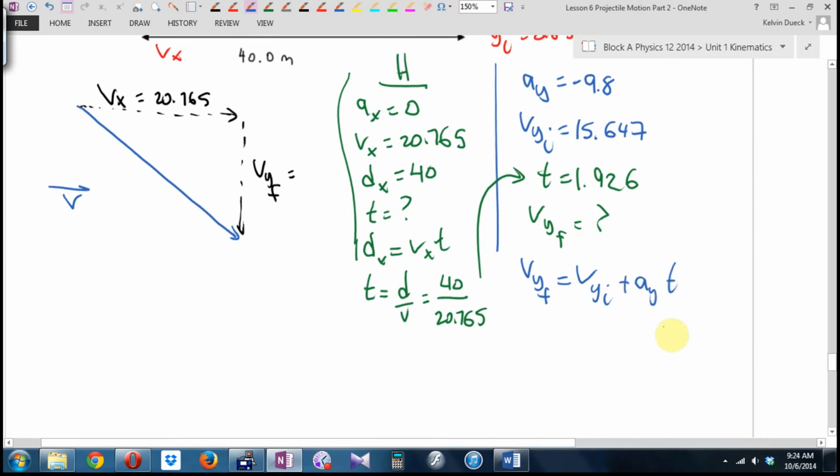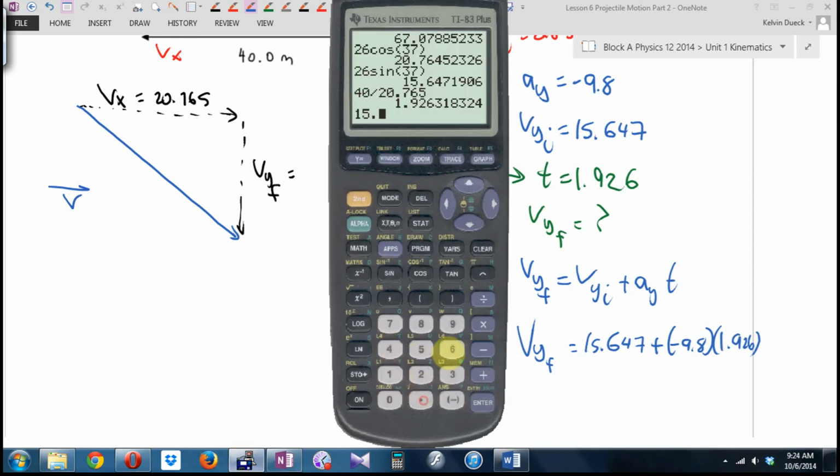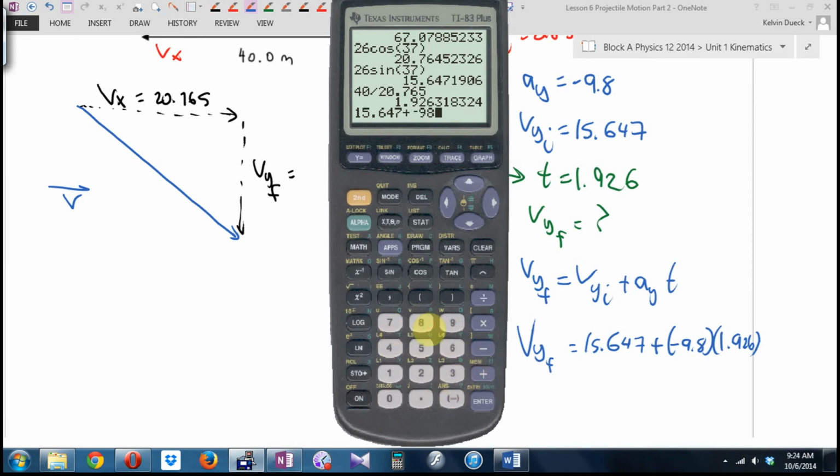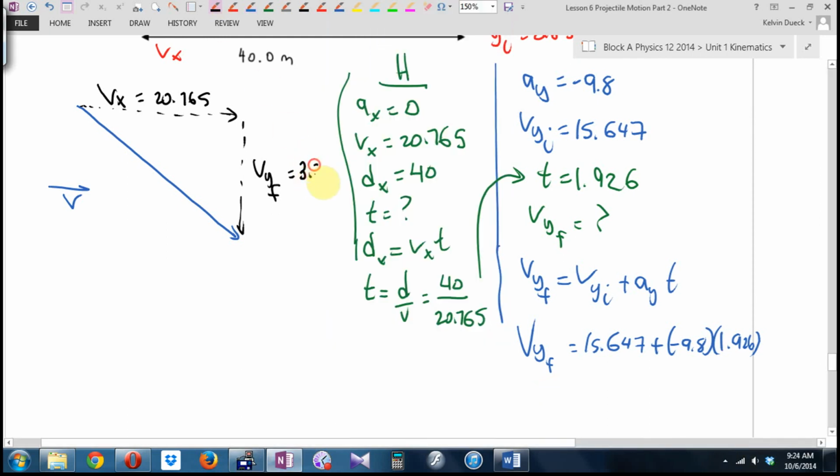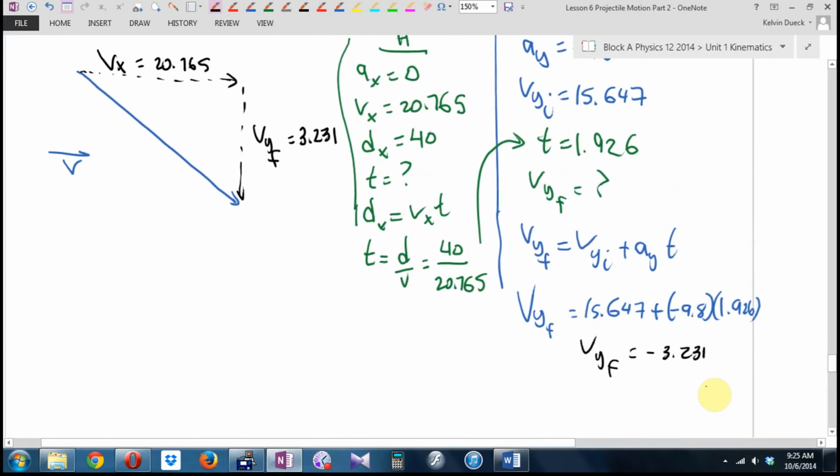Say yes. Nice. And then you're going to go Vy final equals 15.647 plus negative 9.8 times 1.926. You're saying negative 3.231? Vy final equals negative 3.231. How's that help? And I'm almost done here too, folks. Now what?